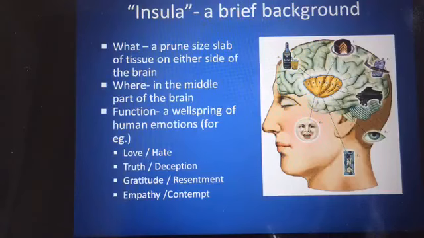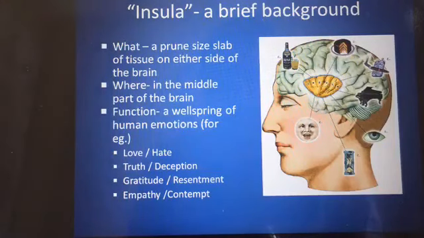So essentially, therefore, the insula is hypothesized to deal with human emotions: love and hate, truth and deception, gratitude and resentment, empathy and contempt. So the insula is considered to be a very important part of what makes us human, right? Take away empathy, take away gratitude, and unfortunately, take away deception or hatred. In a way, it is part of the human condition. So the insula is very important in terms of what makes us humans, both on the good side and also, unfortunately, on the not so good side.